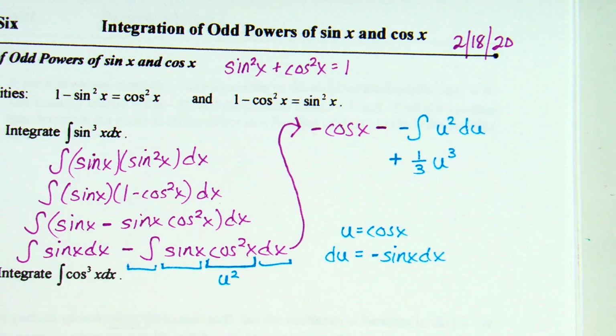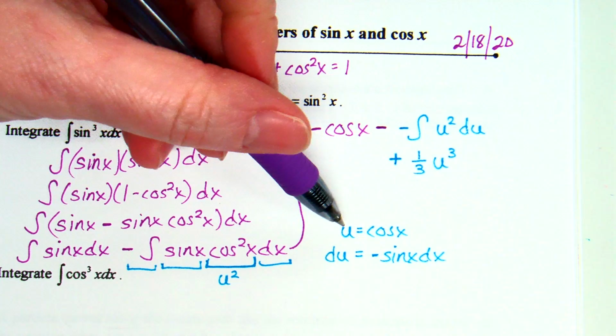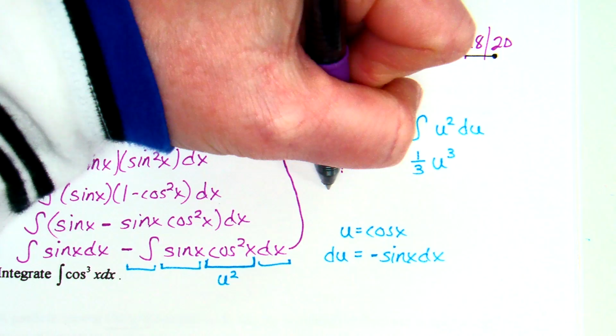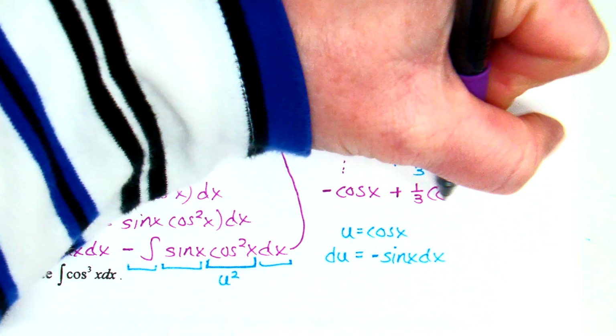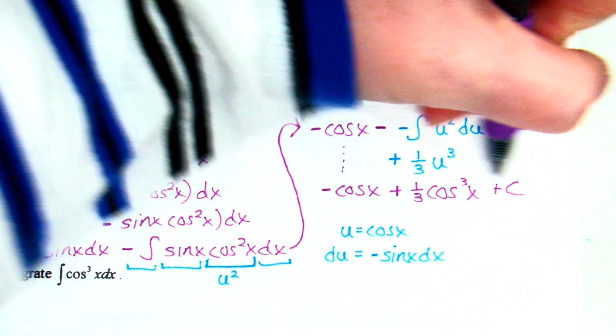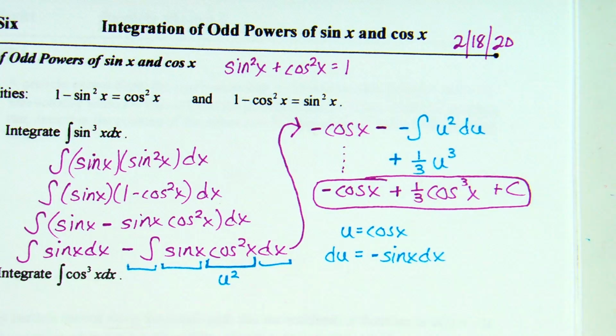So what do we put back in for u, though? Cosine x. So if I carry down the part we already have here, it's negative cosine x plus 1/3 cosine cubed x plus c. We're integrating, so we've got to remember a plus c.